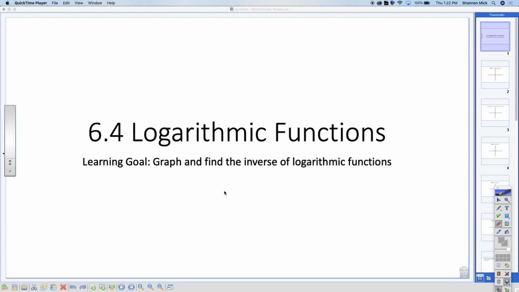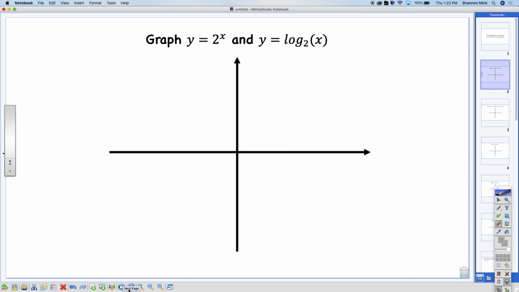Today we're graphing and finding inverses. We've already talked about logarithmic functions and exponential functions being inverses of each other, correct? Yes. We have in the past found inverses already. So we're just going to put those two things together. The first thing we're going to do is graph 2 to the x and log base 2 of x on the same graph.